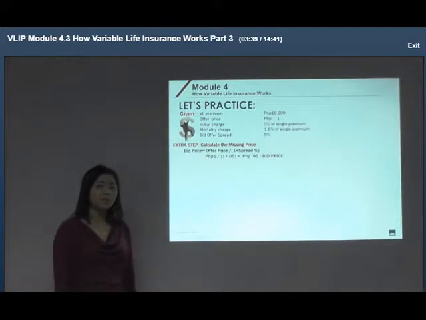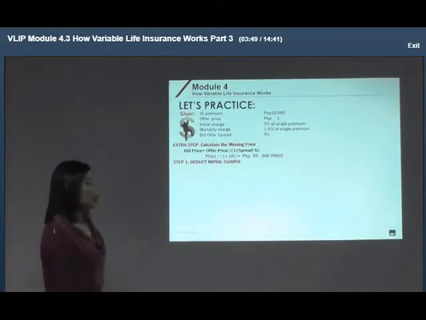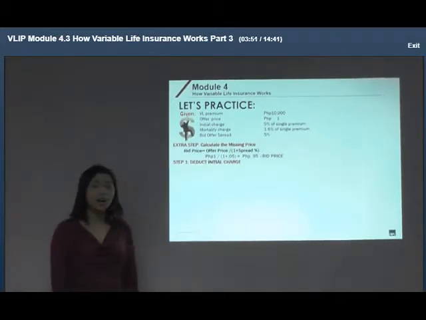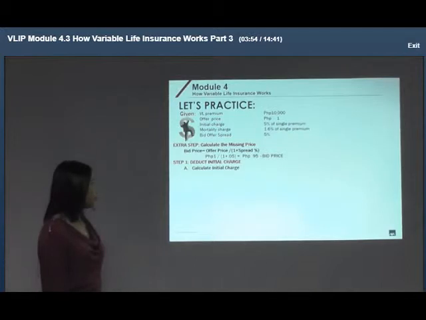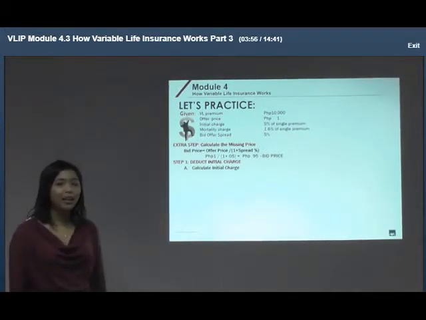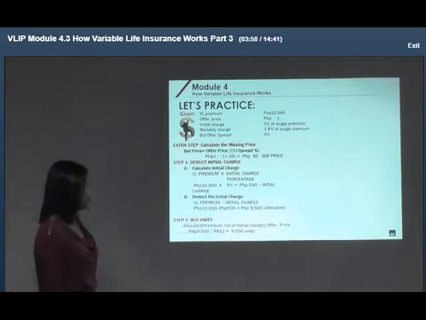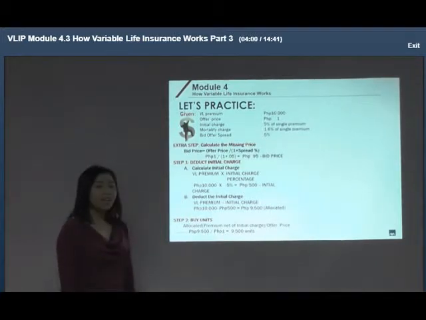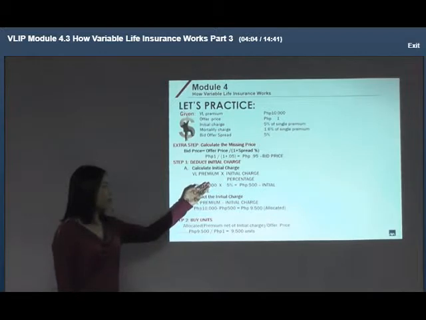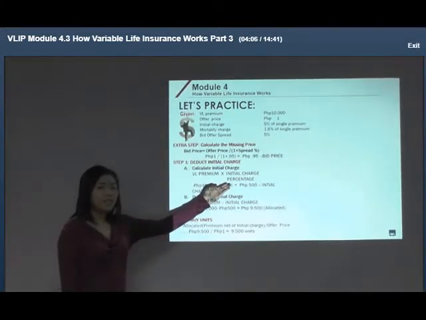Now we will resume to the simple three-step process. DBC: deduct, buy, and cancel. Let's go to step 1. Let's deduct the initial charge. To do that, we need to calculate for the initial charge. To calculate for the initial charge, we will multiply the VL premium by the initial charge percentage.